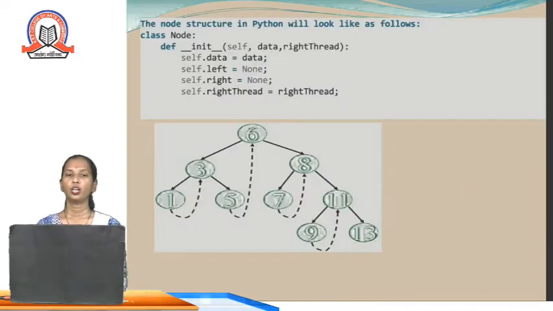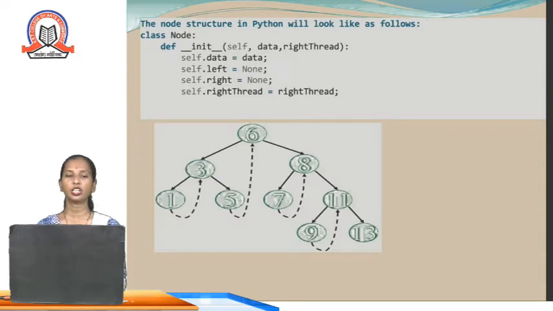Now let us see the node structure written in Python language for the right threaded tree. Already I have said that there will be two kinds of tree, left threaded and right threaded. So over here the structure in Python of the right threaded tree is given to you all. It has a constructor, init, and then two parts, that is the data and then the right thread. Data is the important part, where we are going to store the data.